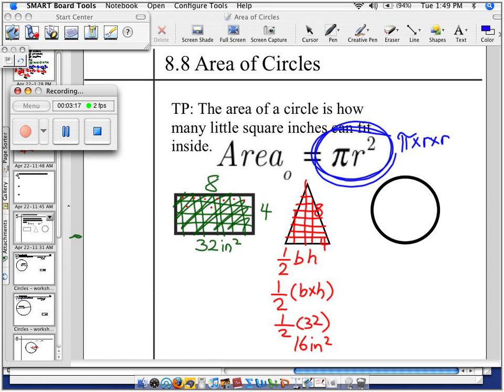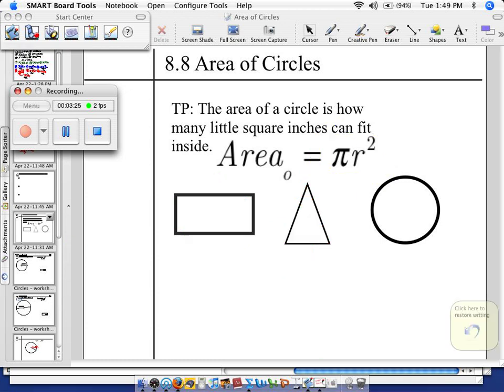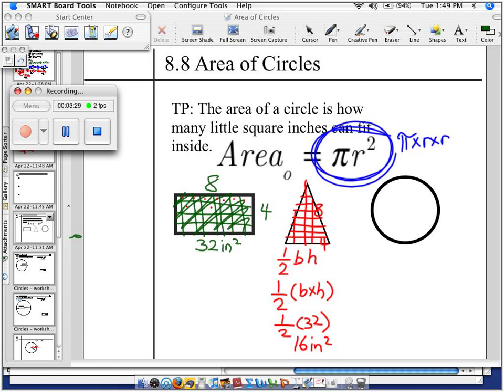Okay? So this is what I'm talking about. Right here. The r squared is this. It's not 2 times r. 2 times r is diameter. R squared is part of the area part.